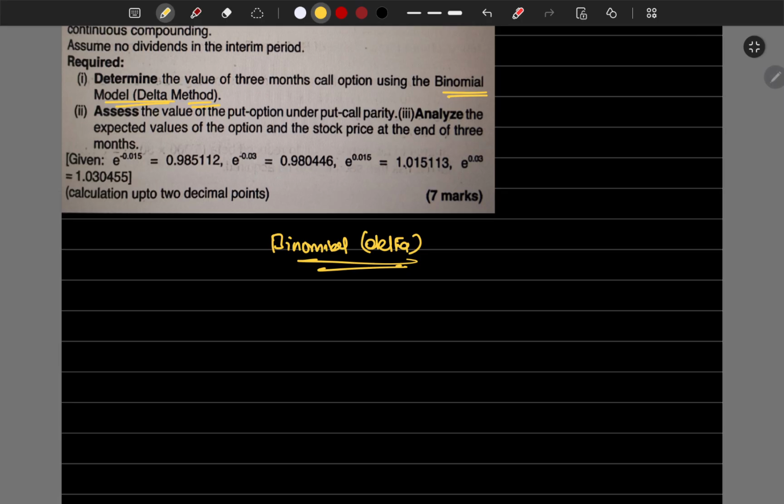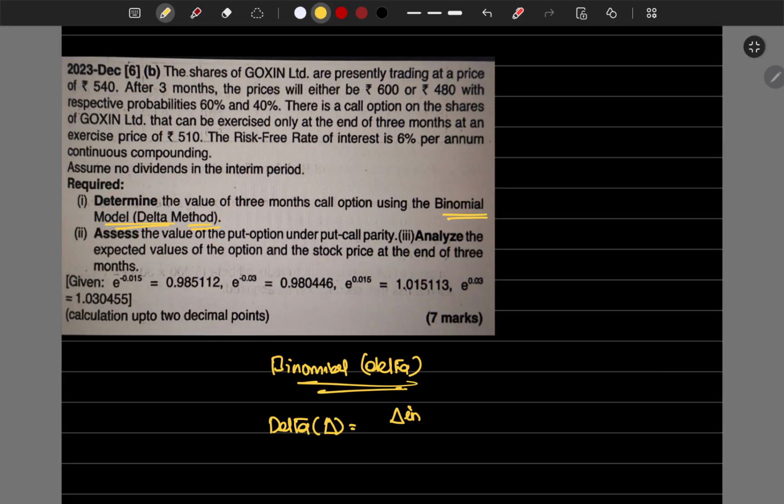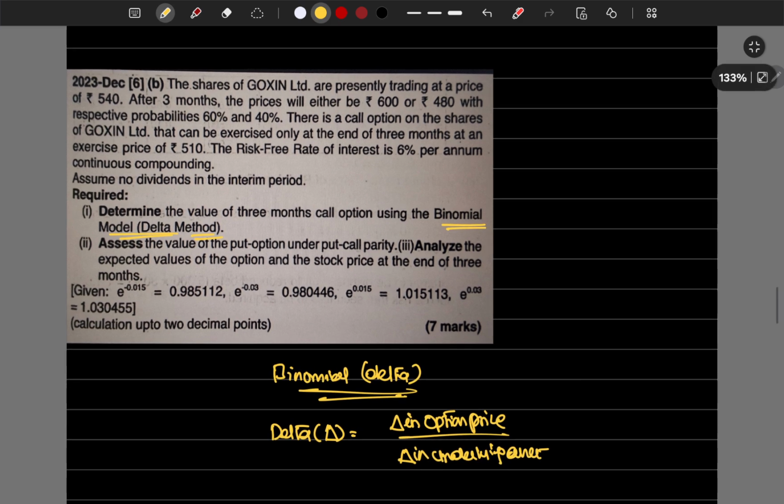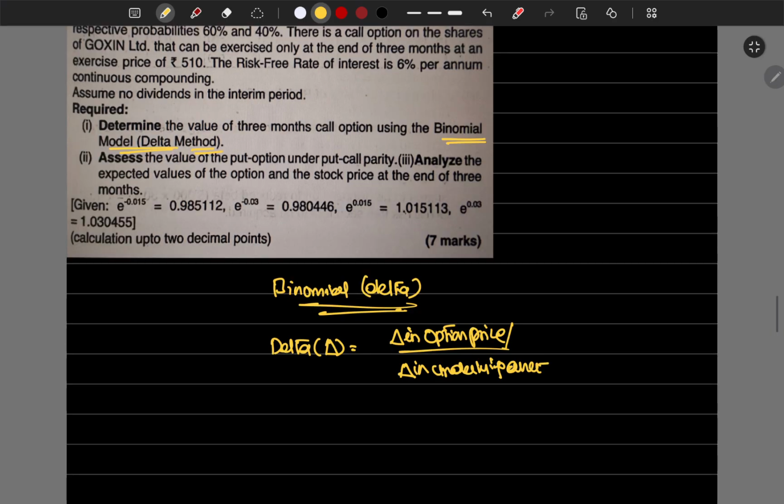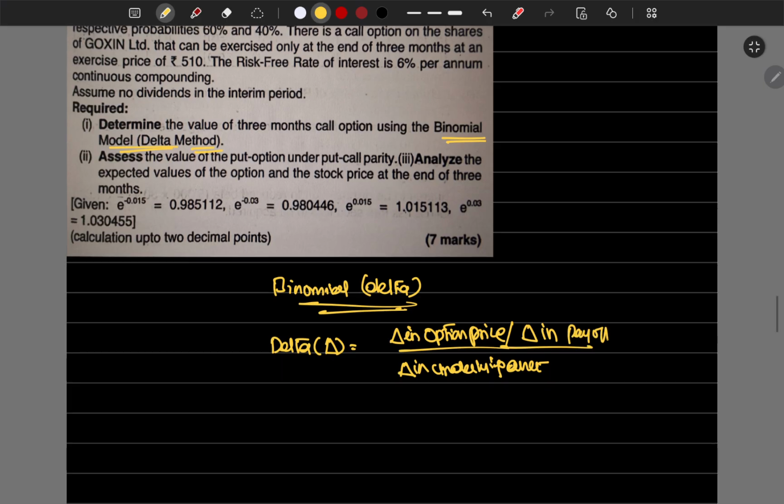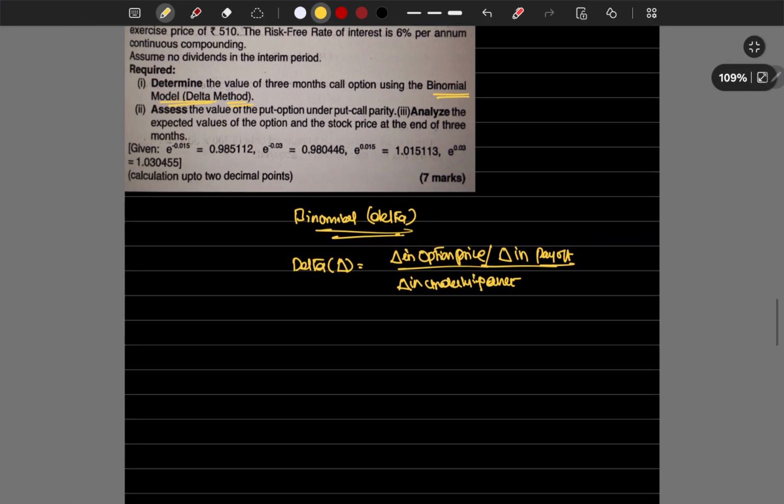One minute. Delta formula is change in option price divided by change in underlying asset. This option price, we can also put it as change in payoffs. Okay, now to find the delta, we have to find out the payoff.